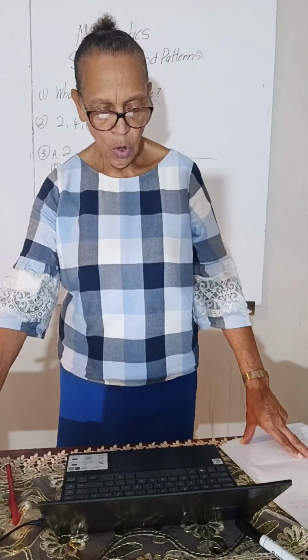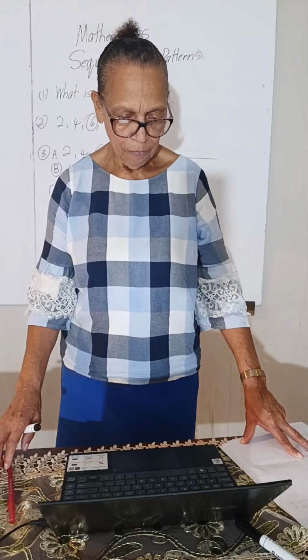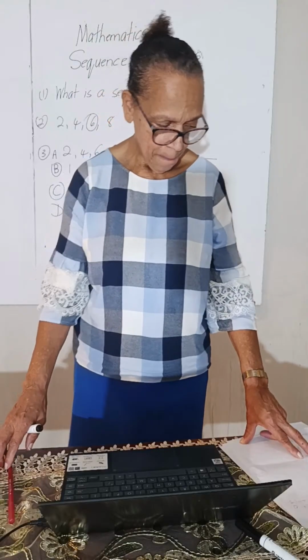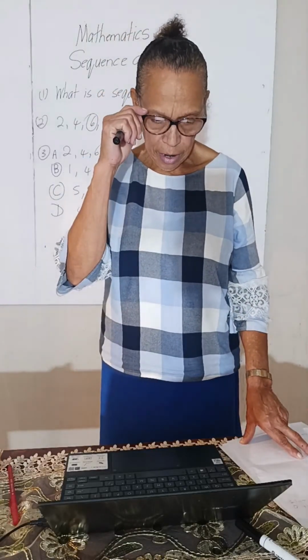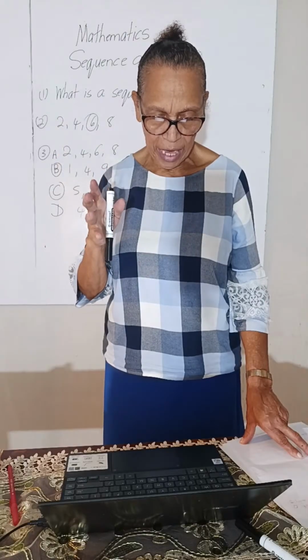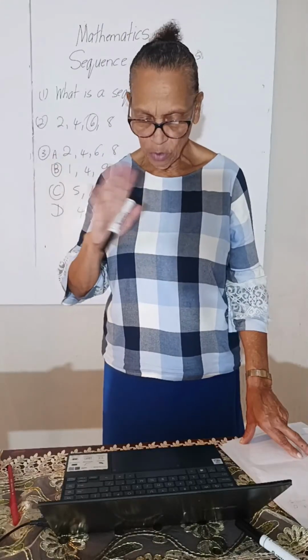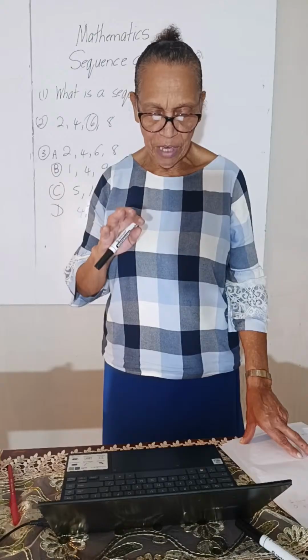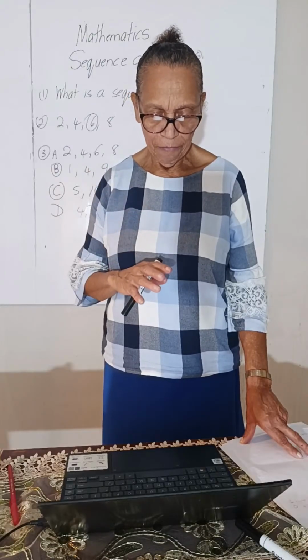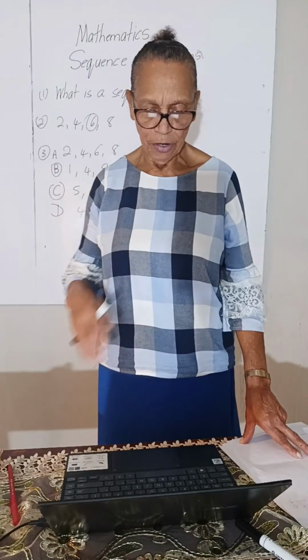Number 10, which one is irregular? You have 2, 4, 6, 8. That's okay. 5, 10, 15, 20. That's okay. 1, 4, 3, 15, 18. That's irregular. So you have an irregular pattern.